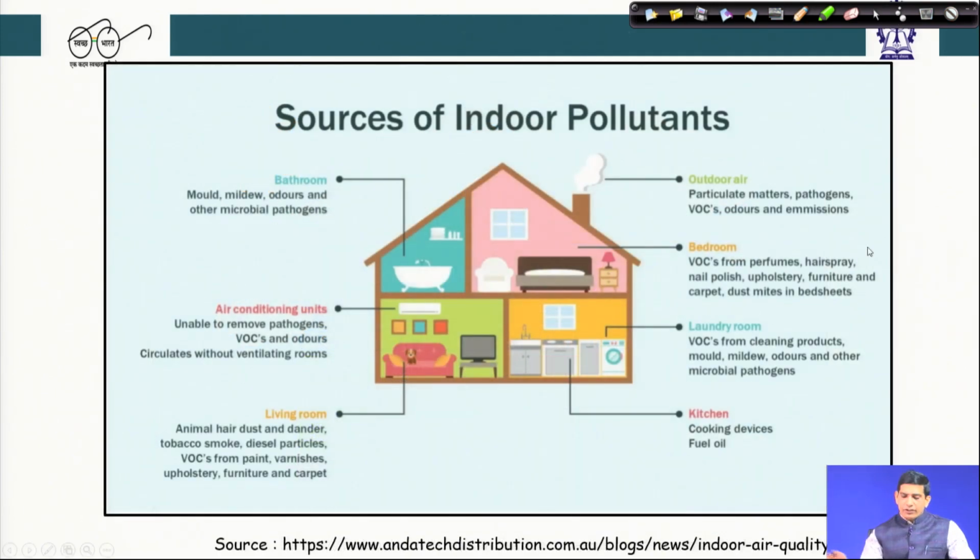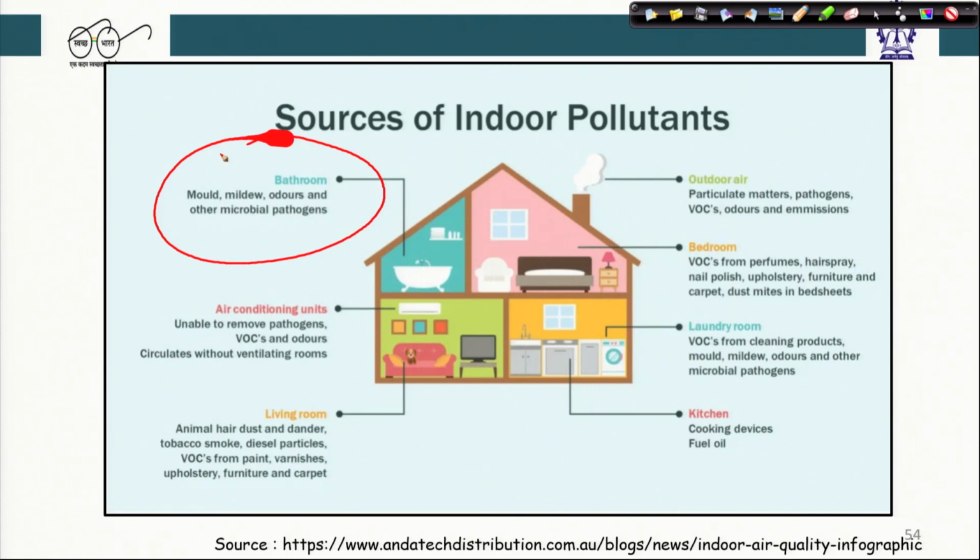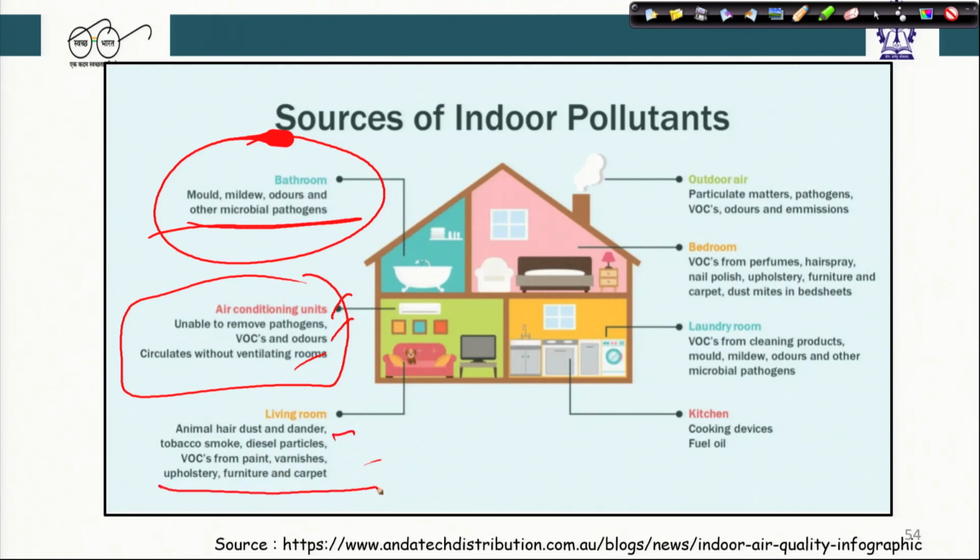Now the sources of indoor pollutants. From the bathroom, you have mold, mildew, odor and other microbial pathogens. The air conditioning unit, if it is unable to remove pathogens, VOCs and odors, circulates them without ventilating rooms. In the living room, you have animal hair, dust, dander, tobacco smoke, diesel particles, and VOCs from paints, varnishes, upholstery, furniture and carpet. In the kitchen, cooking devices and fuel oil.